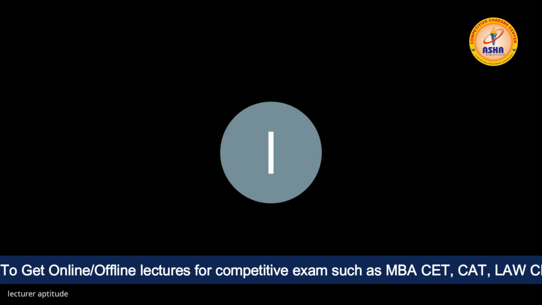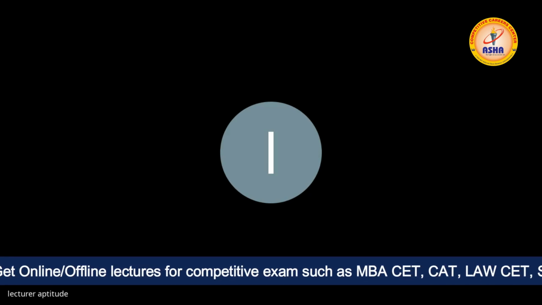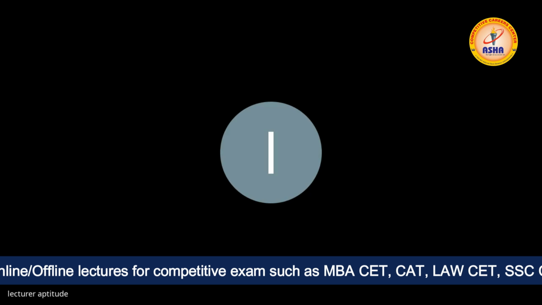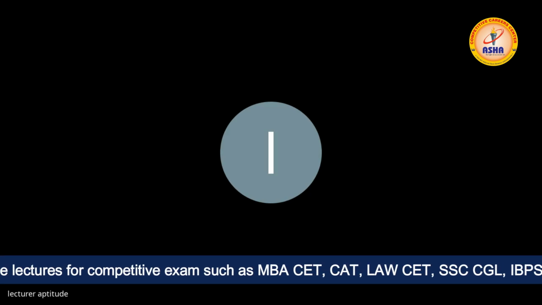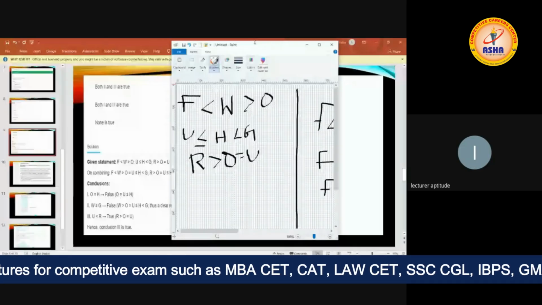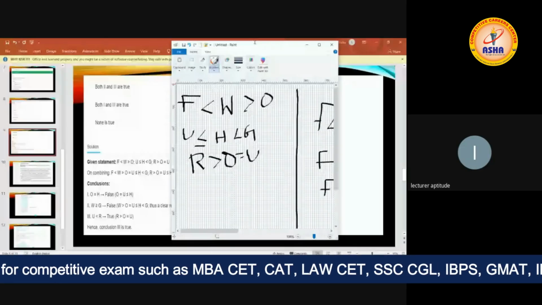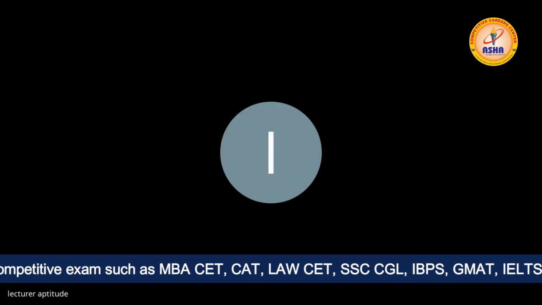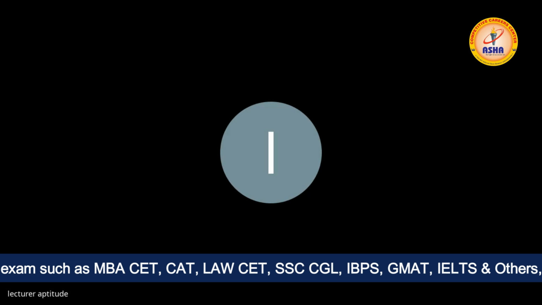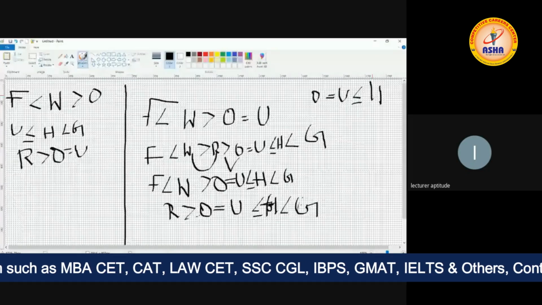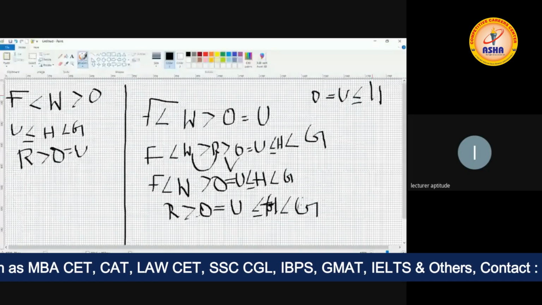Okay. So the first statement that is asked: O is equal to H. What is the relation between O and H? O is equal to U is less than or equal to H. Here, O is not equal to H. If you compare these two signs, we can say that O is less than or equal to H. So the statement O is equal to H is false.